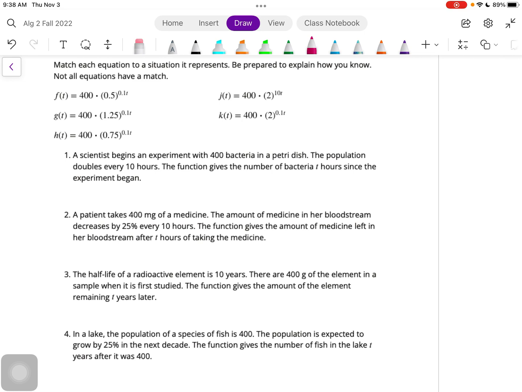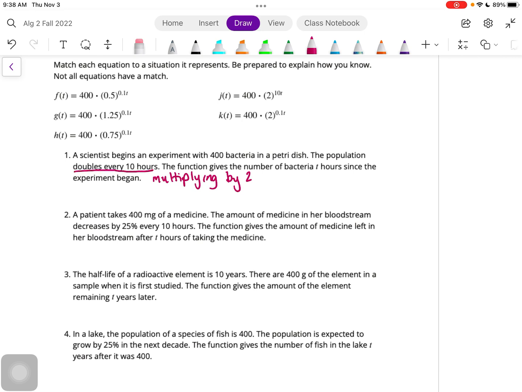So we know the initial value is 400. 400 bacteria, yeah. And all the initial values for all of our equations is 400 in a petri dish. All right, the population doubles. So doubles means we're multiplying by 2. So it's got to be one of the two, J or K. And it's doubling every 10 hours, right?